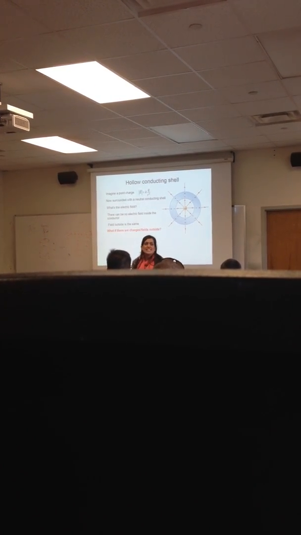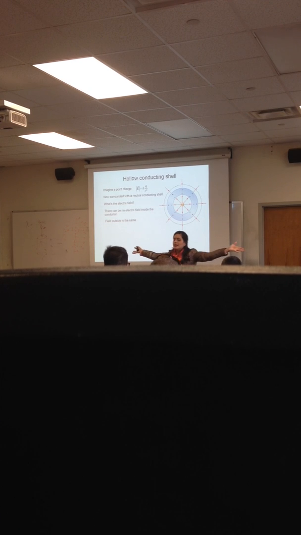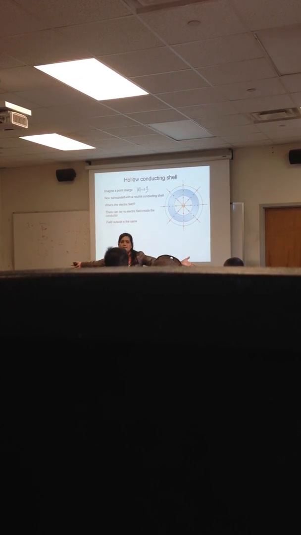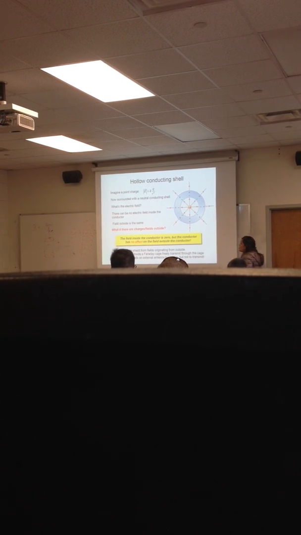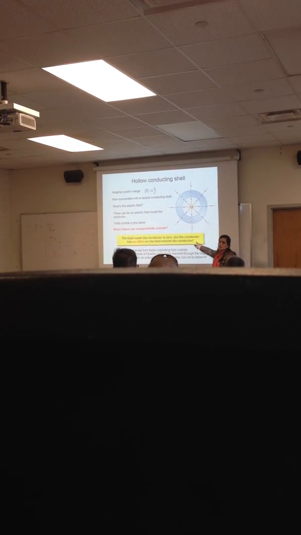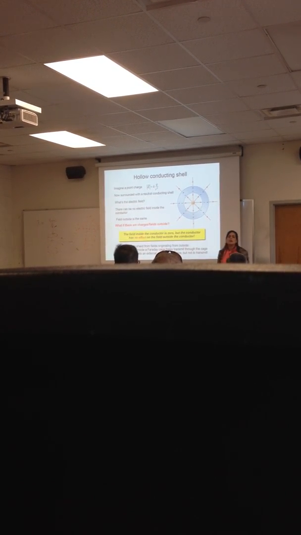Does it matter? It does not. Why doesn't it matter? If I do my Gaussian surface here and there's an electric field outside, what does it affect? Do the electric field lines go through? Yes, but as they go through, they come out on the other side. So it still doesn't affect it. No net charge enclosed, no electric field inside. So the field inside a conductor is zero. But the conductor has no effect on the field outside the conductor.